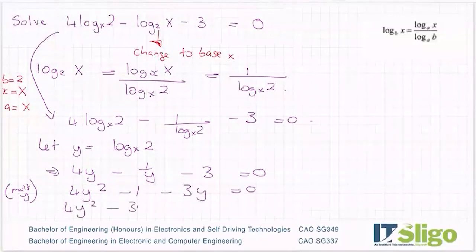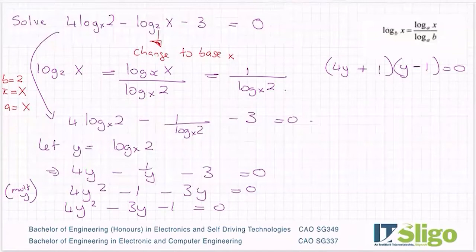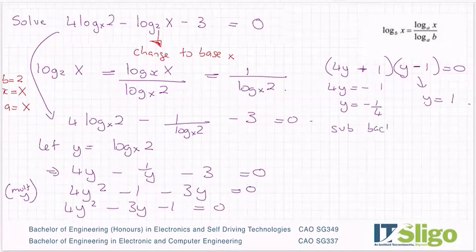Let's write it in the correct order of a quadratic. So 4y squared minus 3y minus 1 is equal to 0. Let's solve it. So I have 4y and y, the factors of 1, and I need minus 3y, so the minus goes there and the plus goes there. So 4y is equal to minus 1, y is equal to minus a quarter, and in this one, y is equal to 1. Okay, so sub back into y is equal to log to the base x of 2.